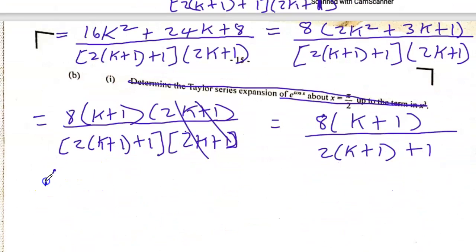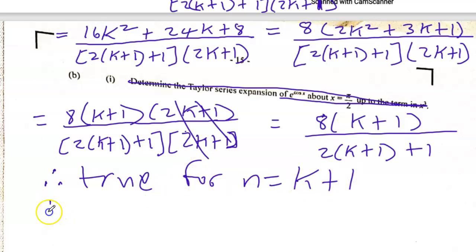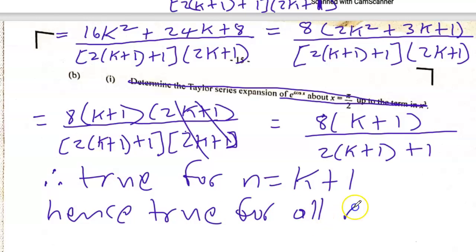So therefore, true for n equal k plus 1. Hence, true for all n where n belongs to the set of natural numbers. So the proof is done.